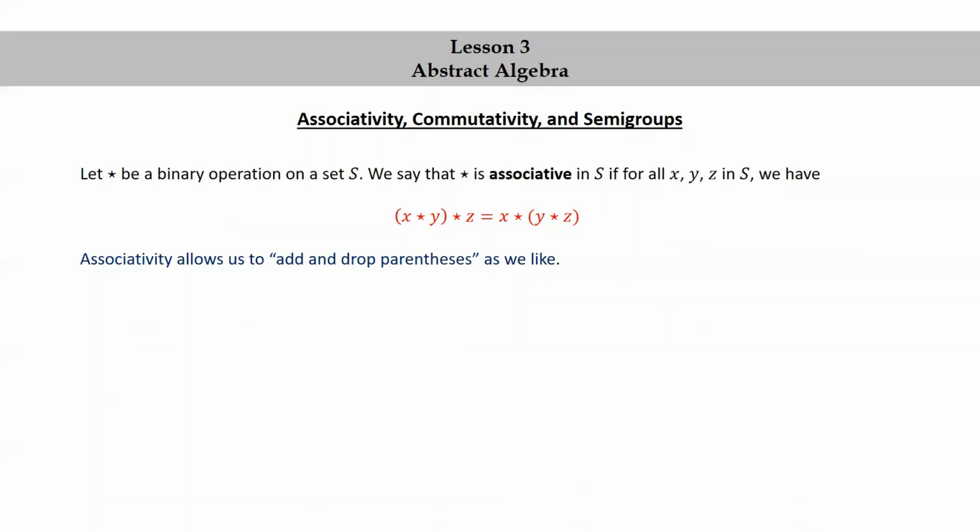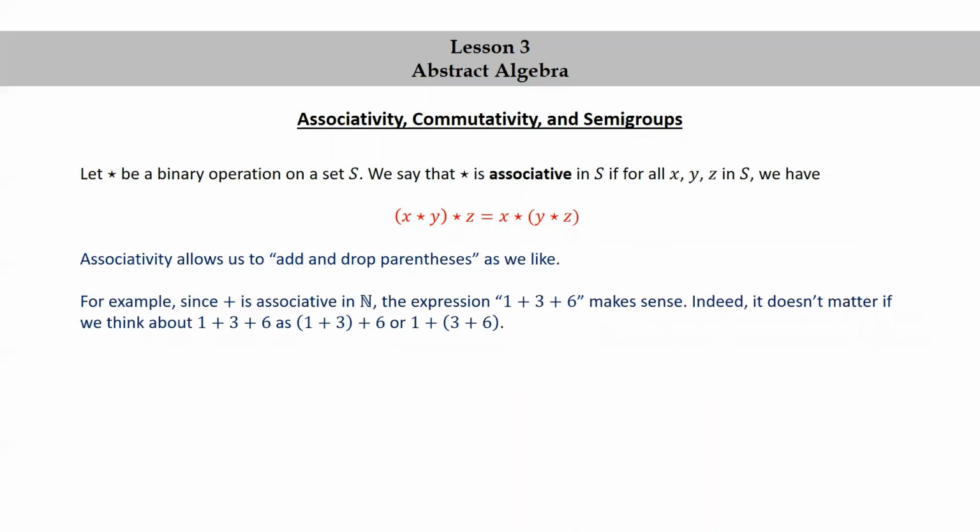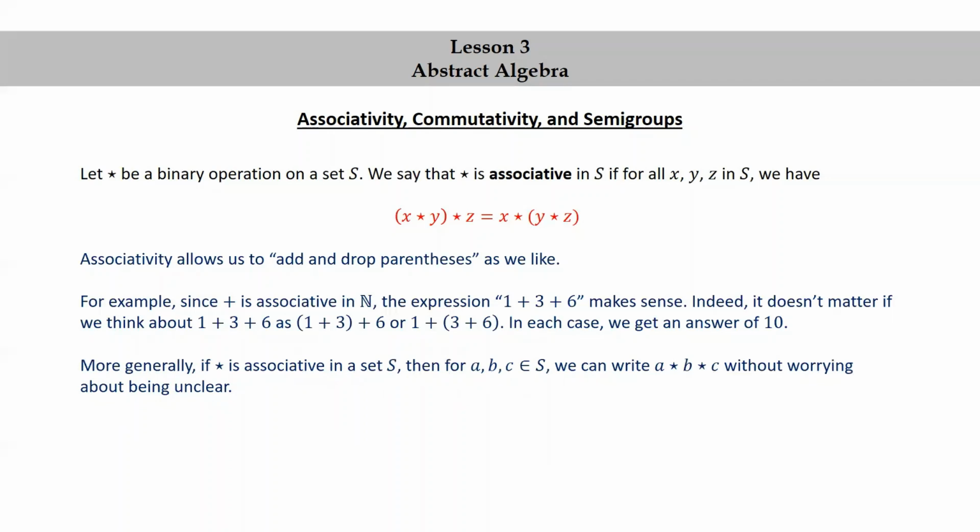Associativity allows us to add and drop parentheses as we like. For example, since addition is associative in N, the expression 1 plus 3 plus 6 makes sense. Indeed, it doesn't matter if we think about 1 plus 3 plus 6 as (1 plus 3) plus 6 or 1 plus (3 plus 6). In each case, we get an answer of 10. More generally, if star is associative in a set S, then for A, B, C in S, we can write A star B star C with no parentheses without worrying about it being unclear.